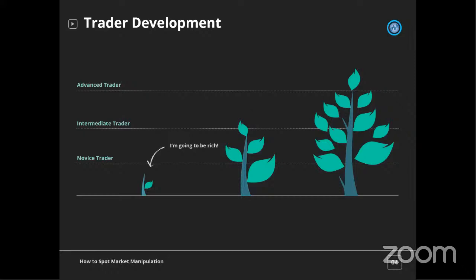Now, in this graphic here, I have three different trees growing up, and they represent the novice trader, the intermediate, and the advanced trader.